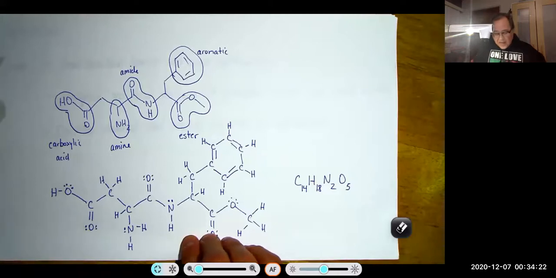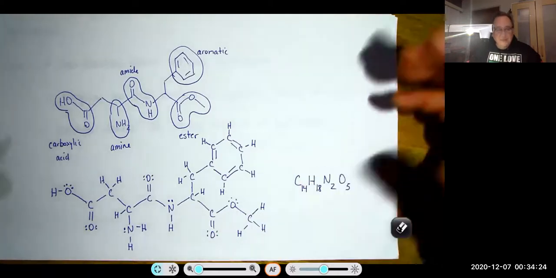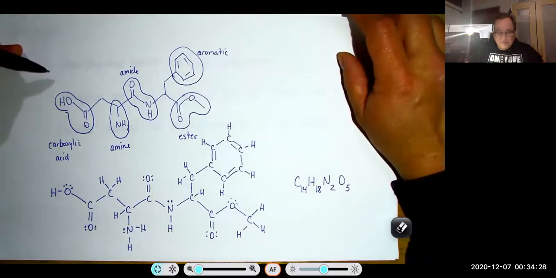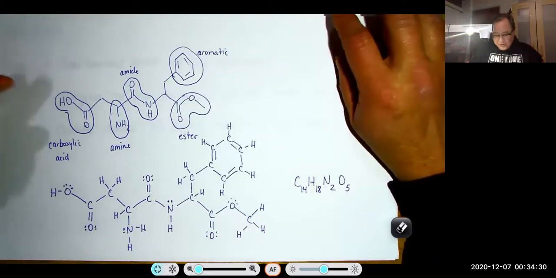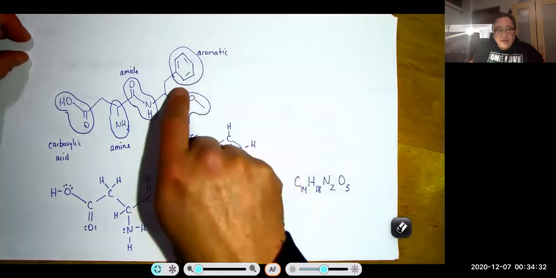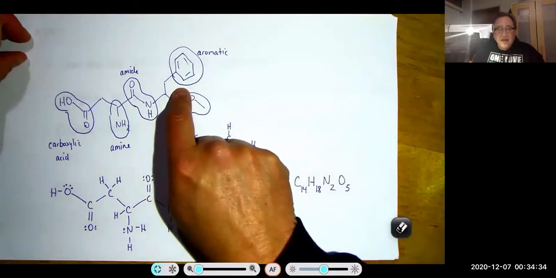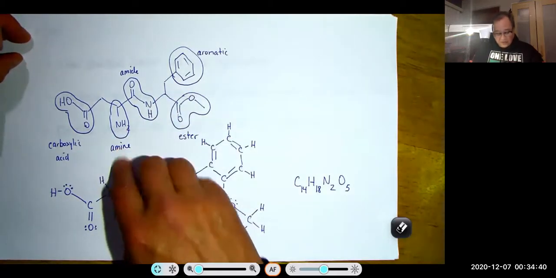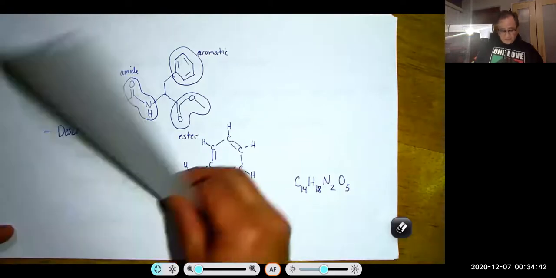Another important aspect of this is to recognize that molecules often have more than one functional group in them. However, here's what we're supposed to understand. This aromatic is going to react like an aromatic in any other molecule. This amine is going to react like an amine in any other molecule, and so forth and so on.